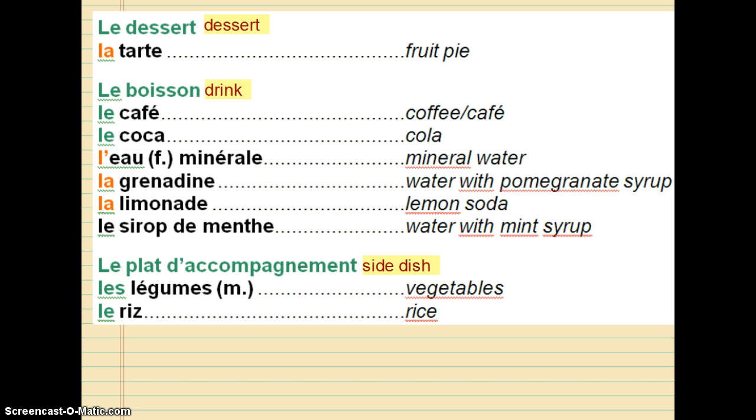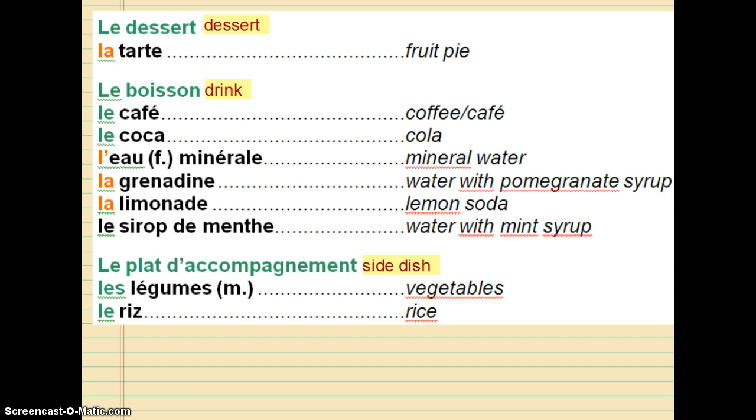Le sirop de menthe. When they translate it as water with mint syrup, it's kind of along the same lines as the grenadine. It's the idea that they flavor water, but this is a flavor that we don't typically use here in the United States, and that would be the flavor of mint. This is actually really popular in France, and you'll see a lot of people sitting out at cafes, and when they have a really green-looking drink that looks like mouthwash, it's not mouthwash, it's water that they've added a little bit of mint flavoring to. So sirop de menthe is water with a little bit of mint syrup or flavoring in it.